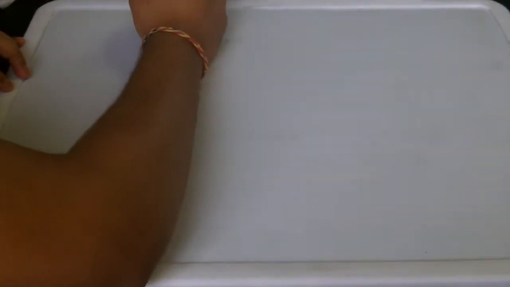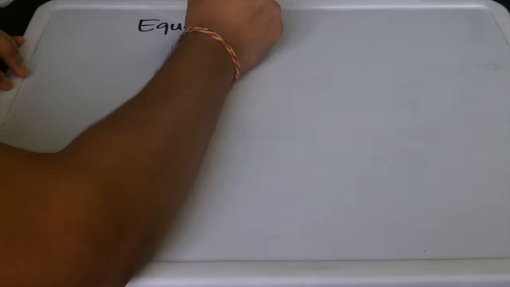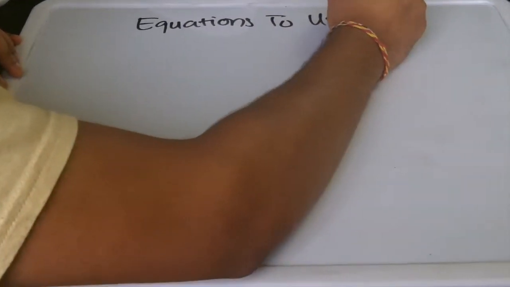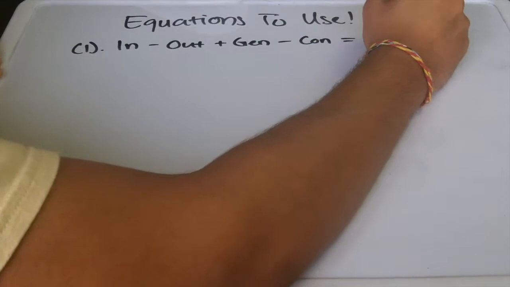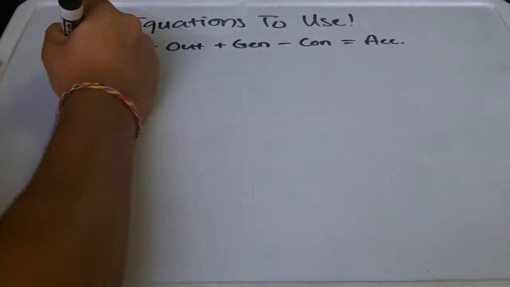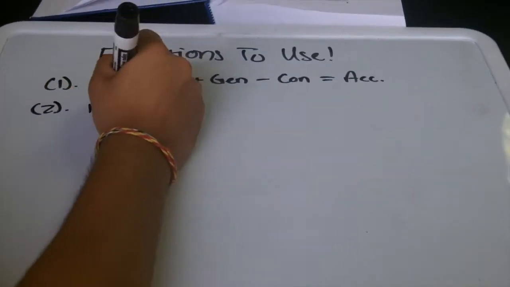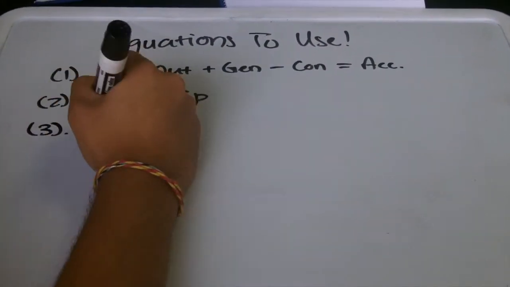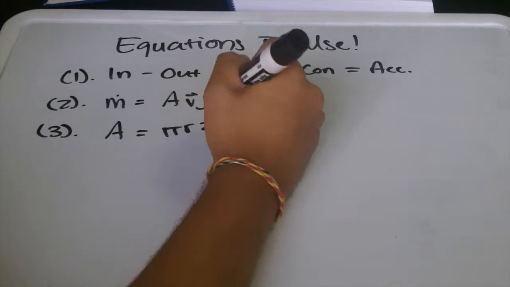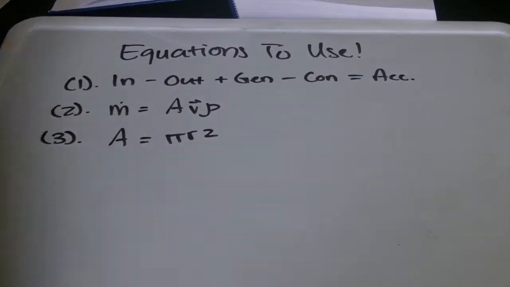Now, let's look at some of the equations we will use to solve our conservation of mass problem. First, we use our generic mass accounting equation: in minus out plus generation minus consumption equals accumulation. 2. We will need the mass flow rate equation, m dot equals area times velocity times density. And finally, since the problem can be treated as a cylindrical system, the cross-sectional area is pi r squared.